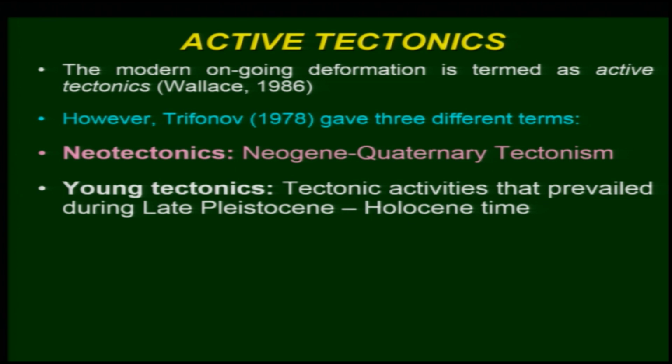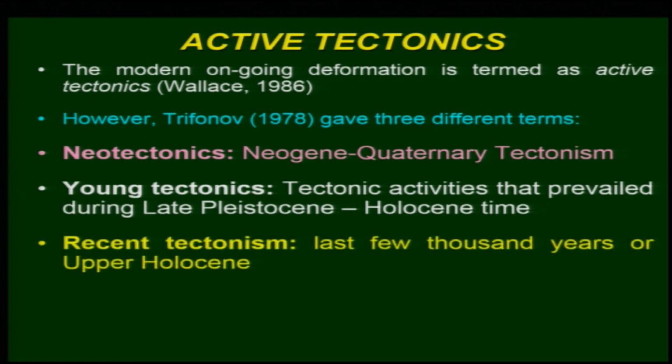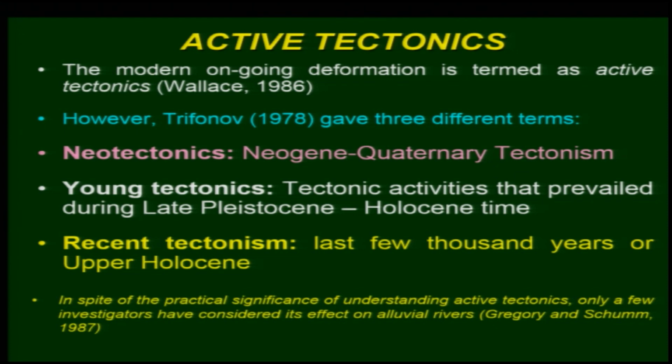Then we have young tectonics, the tectonic activities that prevailed during the late Pleistocene and Holocene time, and then we have recent tectonism, which is continuing in the Holocene, but in the upper Holocene part. So the last few thousand years, or upper Holocene, the activity has been termed as recent tectonism. In spite of the practical significance of understanding active tectonism, only a few investigators have considered its effect on alluvial rivers.